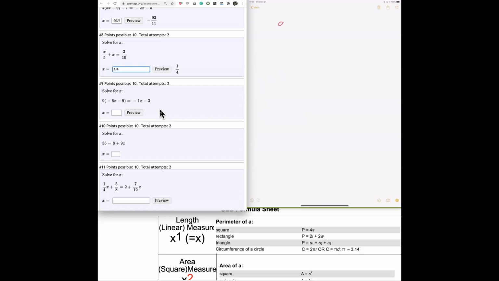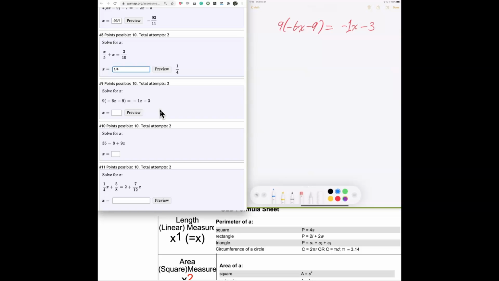This one is number 9. So 9 times negative 6x minus 9 is equal to negative 1x. And they don't usually write 1x. So they're just being kind by reminding you that way. You could say negative x minus 3. In fact, that is the more standard mathematical way to write it. So does that look like a 1? All right. So does everyone know how to start this?